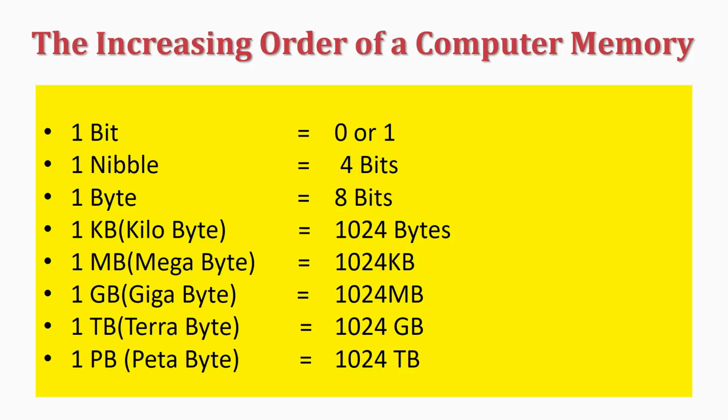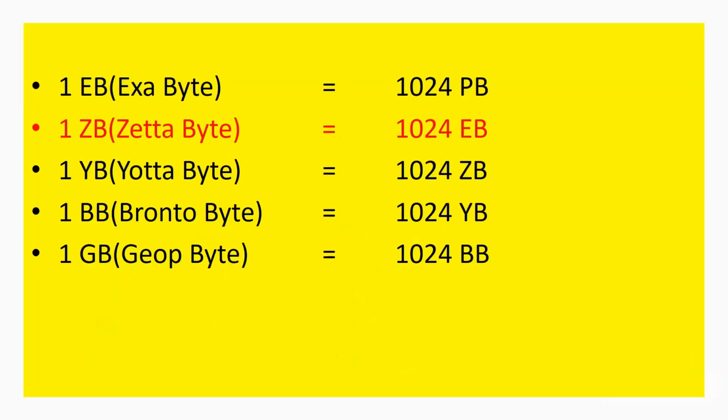The next highest memory is petabyte. 1 petabyte equals 1024 terabytes. And next, 1 EB. EB means exabyte. 1 exabyte equals 1024 petabytes. And next, 1 ZB. ZB means zettabyte. 1 zettabyte equals 1024 exabytes.